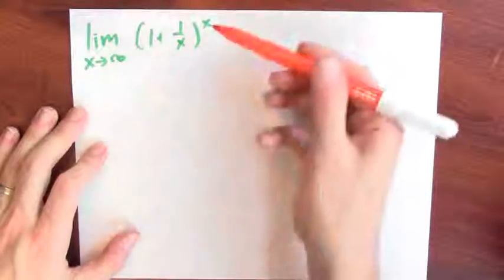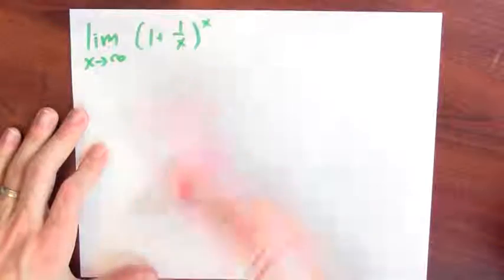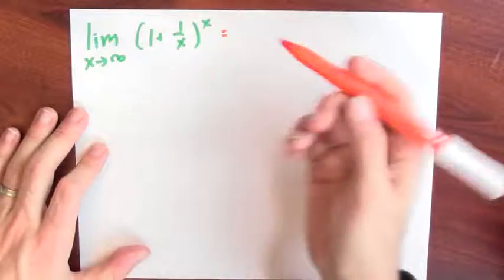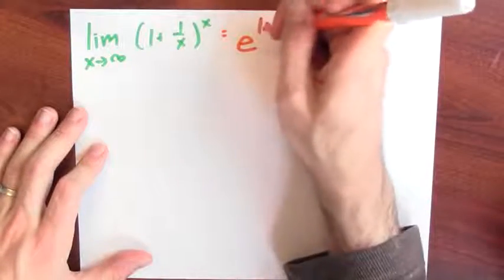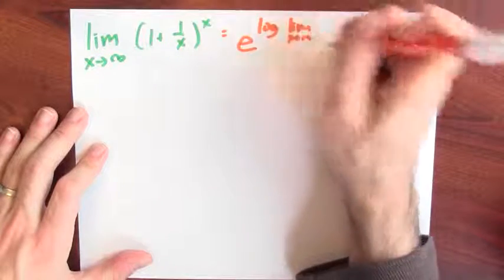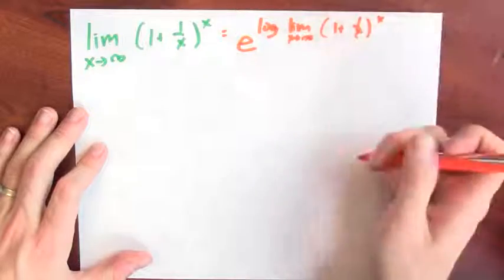Now this is not 0 over 0 or infinity over infinity. So I've got to transform this problem into something that L'Hôpital can handle. The trick here is to use exponential functions. So I'm going to rewrite this as e to the log of the limit as x approaches infinity of 1 plus 1 over x to the xth power.